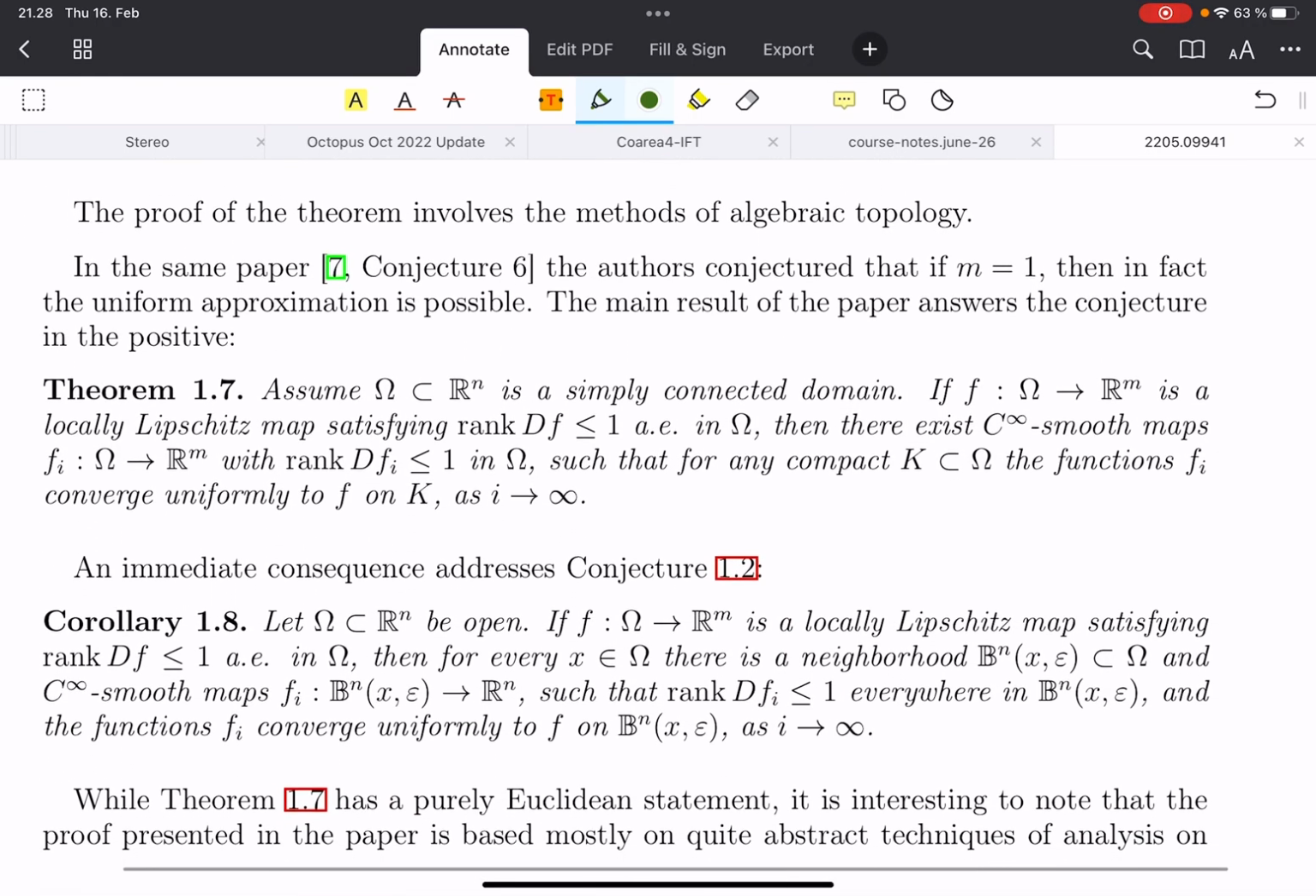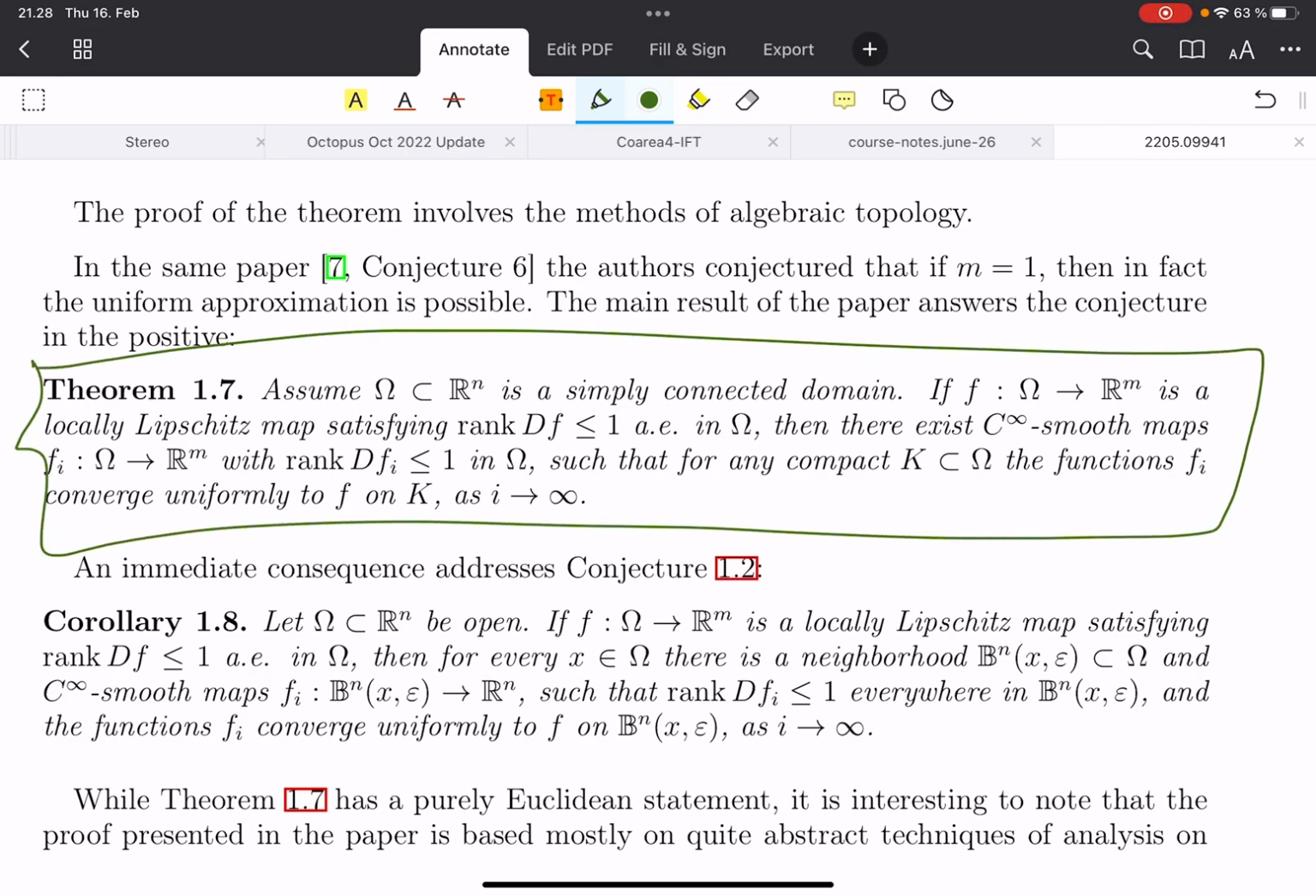What they prove in this paper, the main result of the paper, is that for the case of rank 1, indeed you can always approximate. So let's read the statement more carefully.